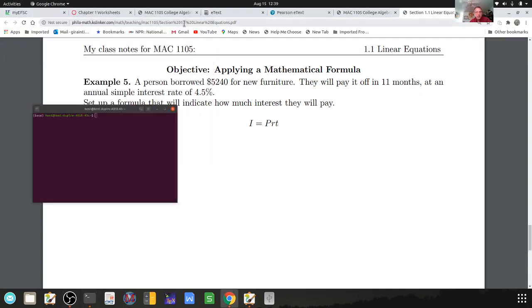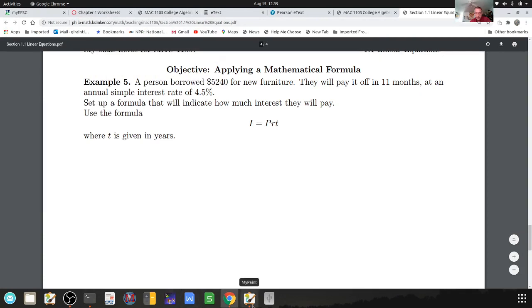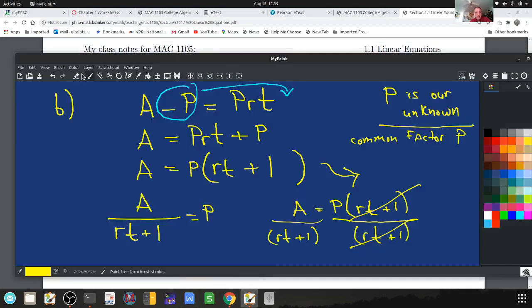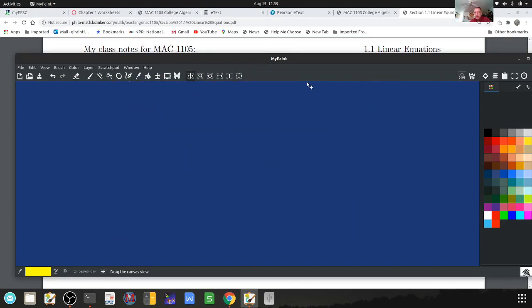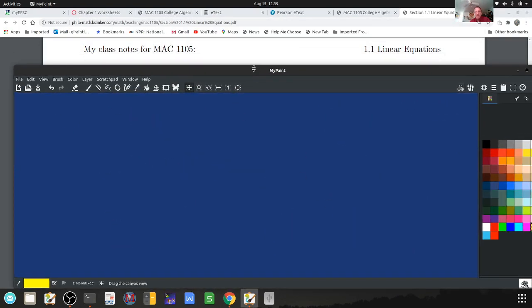Whoops, don't need a terminal. We need my virtual blue board.